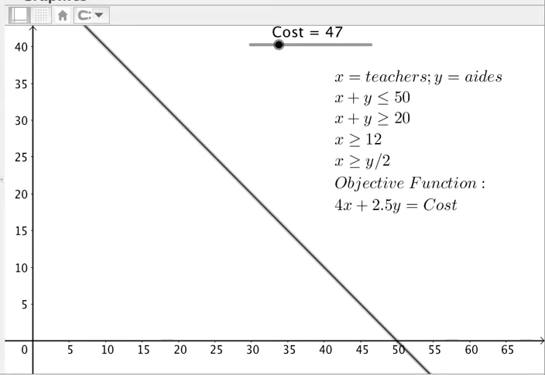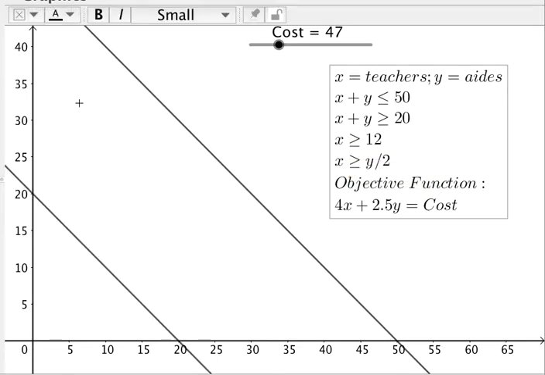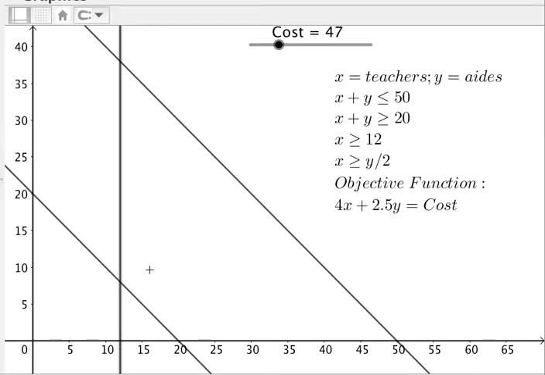We were also told that the number of teachers and aides in total has to be greater than or equal to 20. So now we graph that line, x plus y is equal to 20. And now we know the region is going to be in between these two lines here. We were also told that the number of teachers has to be greater than or equal to 12, which means that, because we're putting teachers on the x-axis and aides on the y-axis, we graph the line x is equal to 12, and we know that now we have to be to the right of that line.